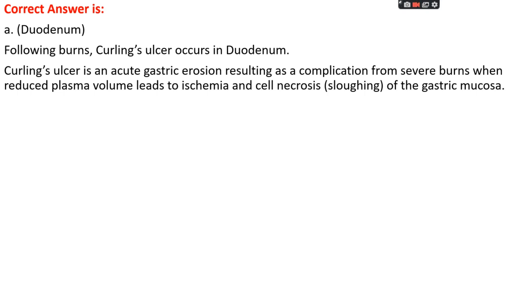This curling ulcer is actually an acute gastric erosion, which is mainly due to severe burn, leading to reduced plasma volume, which leads to ischemia and cell necrosis, and which leads to sludging of the gastric mucosa and gives the appearance of a curling. So it's the curling ulcer.